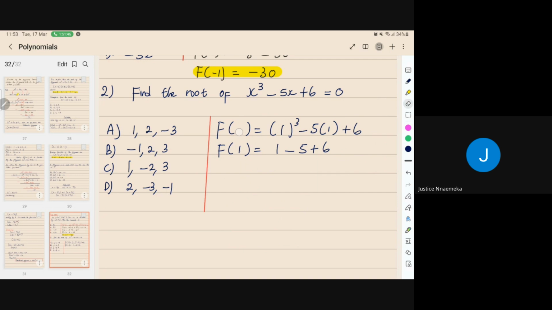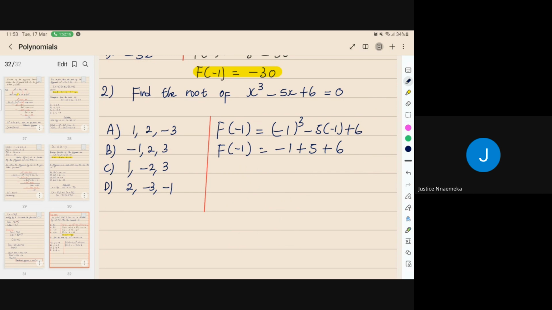No, it's not possible. So let's check negative 1. That will give me negative 1 to the power of 3, minus 5 times minus 1, plus 6. Negative 1 right here, then minus 5 times minus 1 will give me positive 5. Then I have plus 6. Minus 1 plus this will give us 10. This is not really working.